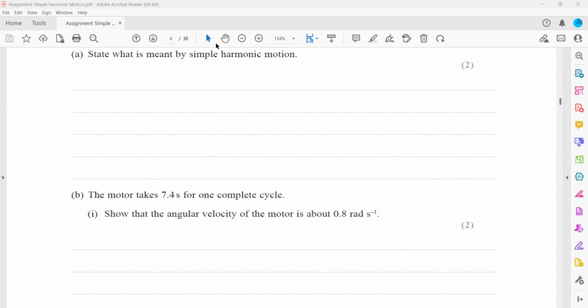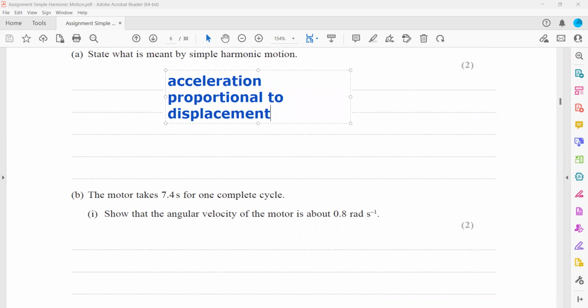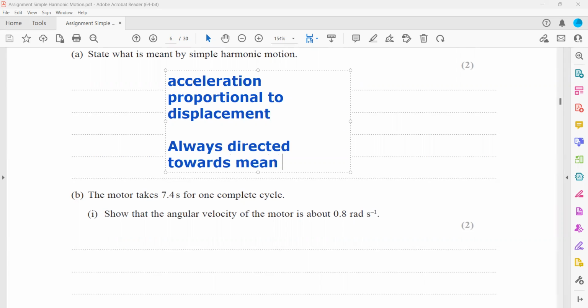So what is the definition of simple harmonic motion? In simple harmonic motion, the acceleration is proportional, or directly proportional, to displacement and always directed towards the mean position. Or you can also say the force is directly proportional to displacement, and it's always directed towards the mean position.